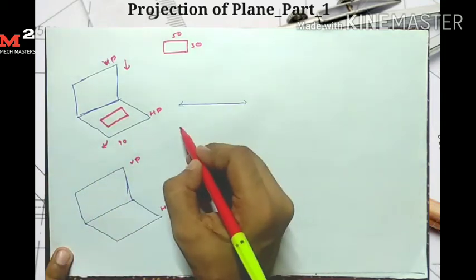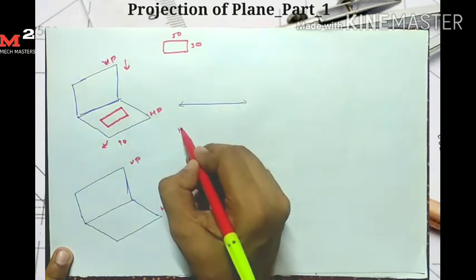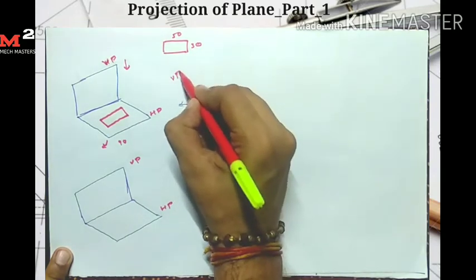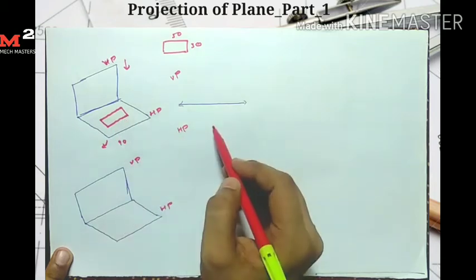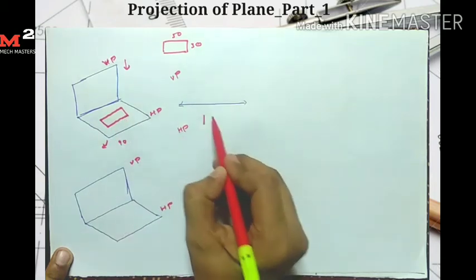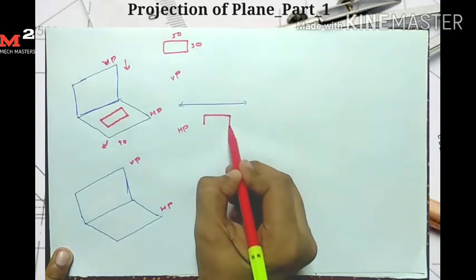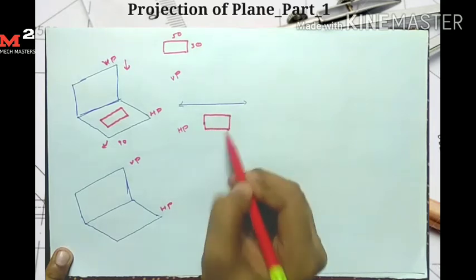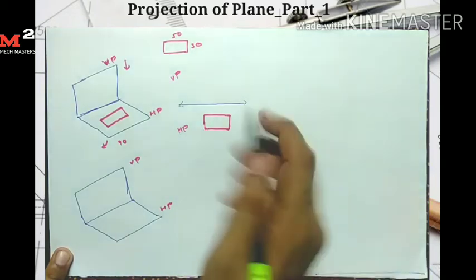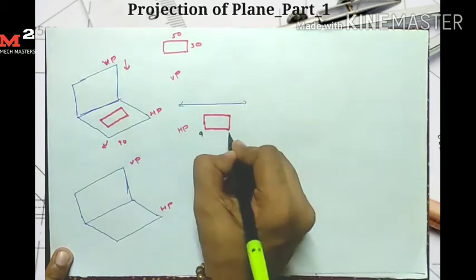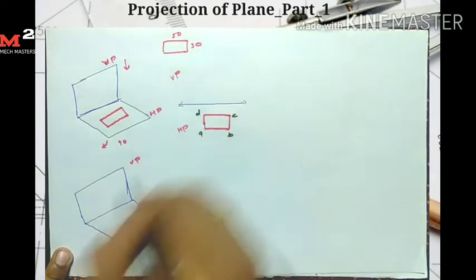Below the reference line is the horizontal plane and above the reference line is the vertical plane. So here I draw this rectangle plane in the horizontal plane. This is my top view for this rectangle plane when it is resting on HP. I give the names A, B, C and D.